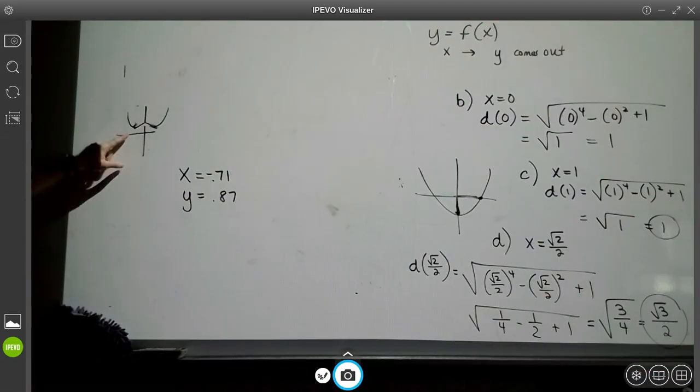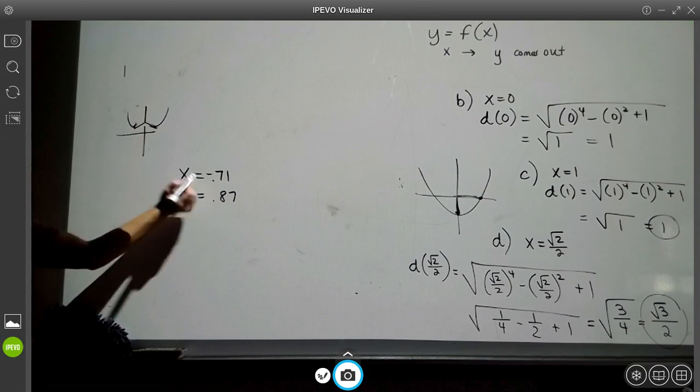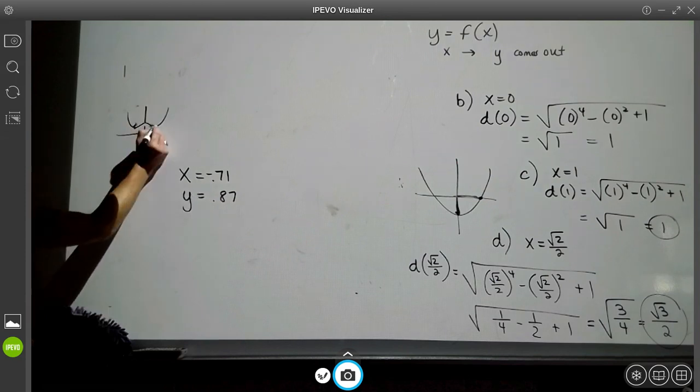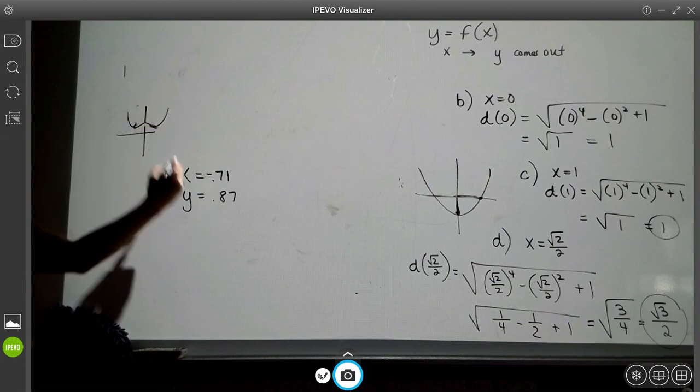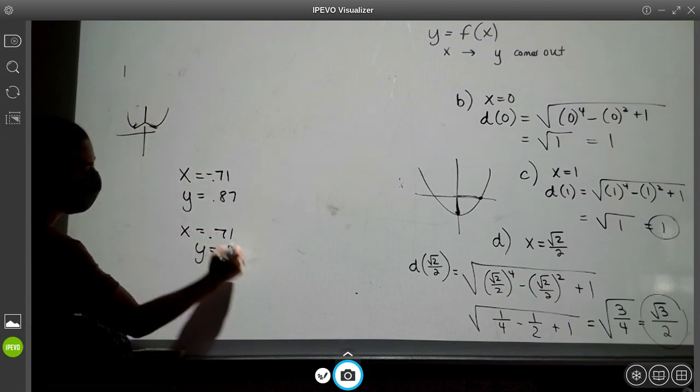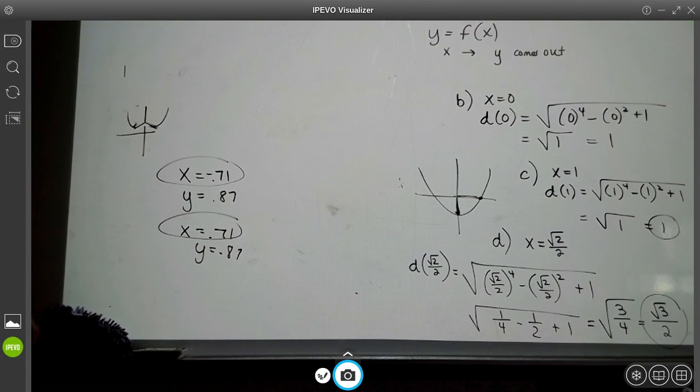Oh, there it is. So guys, what I was saying is, you found out this one, it's negative 0.71, y is 0.87. Well, it has symmetry, the graph. So the other one, if you did the second trace to this minimum, would just be x is 0.71 when y is 0.87. So really the answer to that last part is plus or minus 0.71.